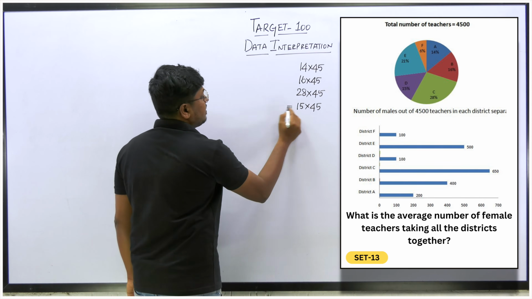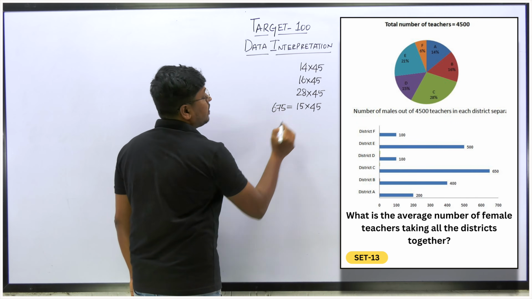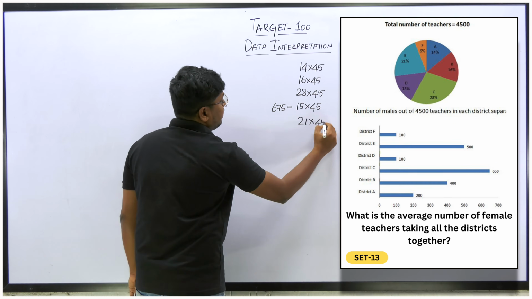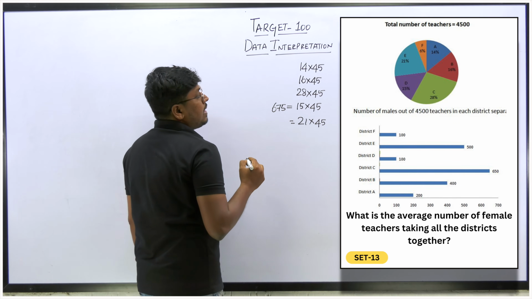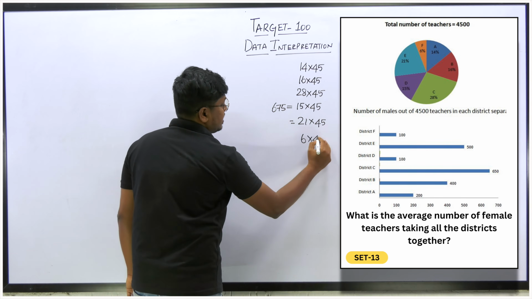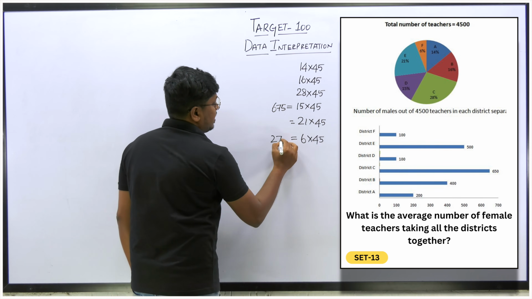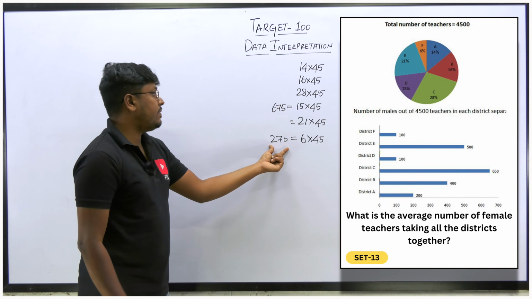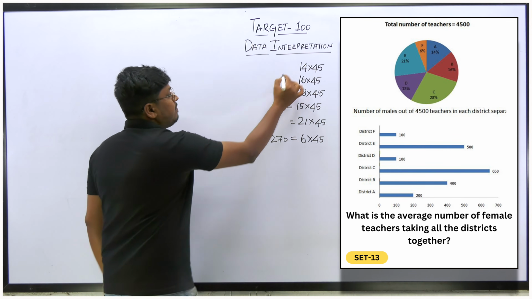So this will be 675. 50 into 45 is 675. Okay, so next will be 21 into 45, right? So the last, district F, will be 6 into 45, right? Yes, 6 into 45, which is 270. So this will be the total number of teachers in district F, and this will be districts A, B, C, etc.